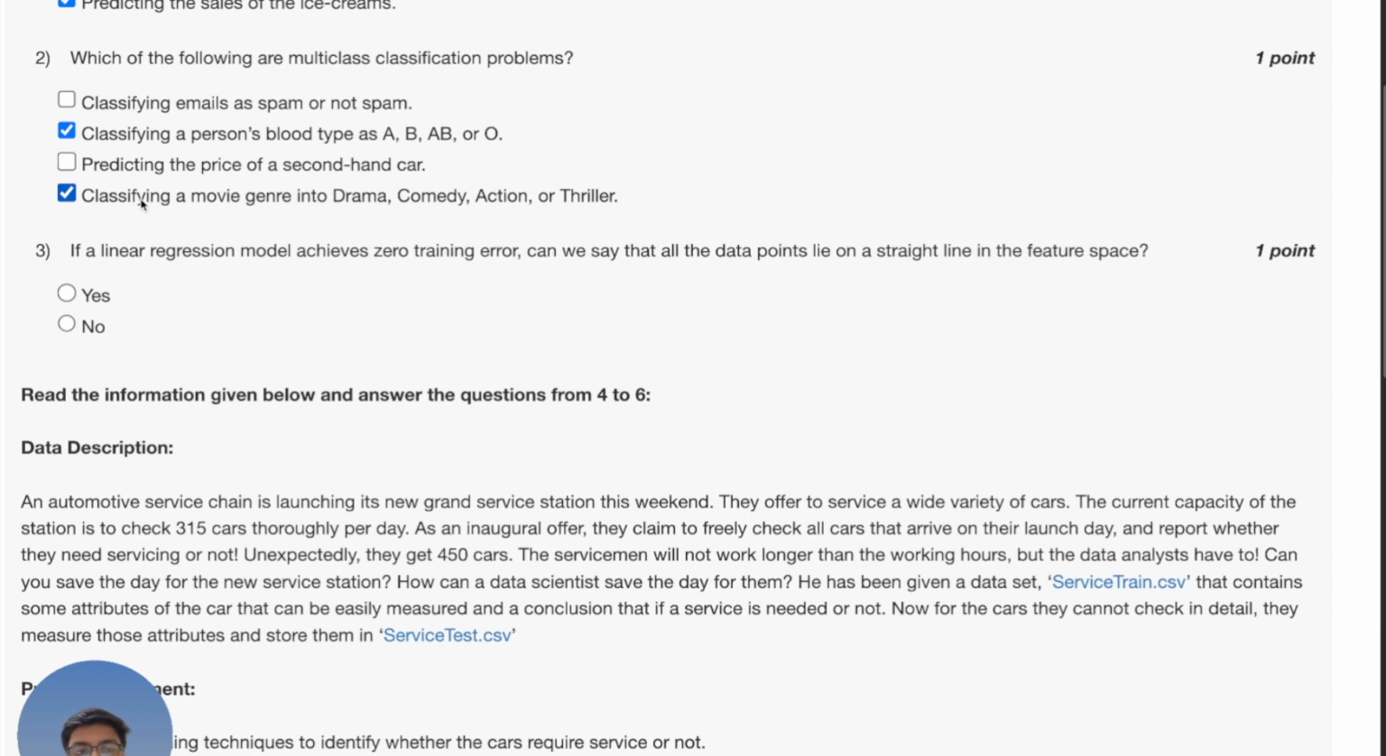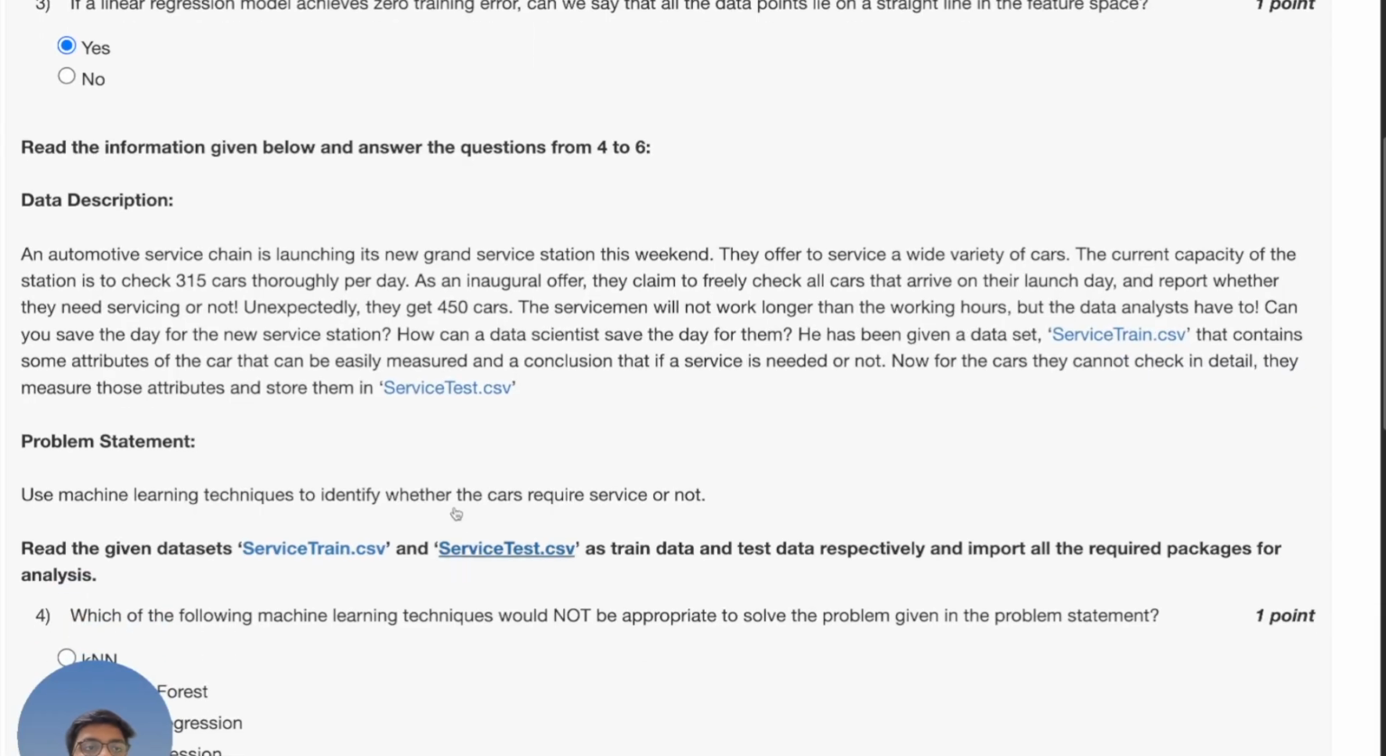So our answer would be yes, right? Now read the information given below and answer questions 4 to 6. Data description: an autonomous service chain is launching a new brand service station this weekend. They offer service on a wide variety of cars. The current capacity of the station is to check 315 cars thoroughly per day as an inaugural offer.